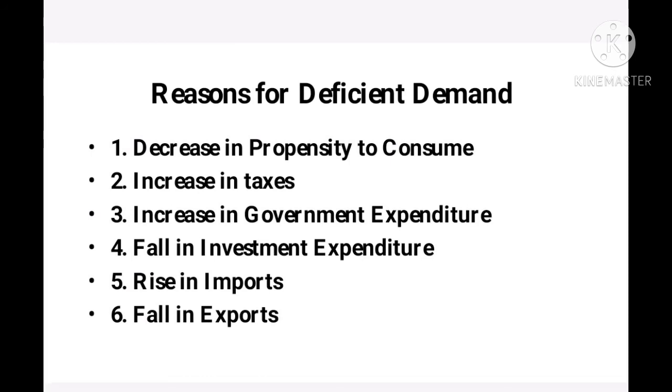Third, decrease in government expenditure. When the government gets less taxes from the public and doesn't have money to demand from the market, then demand will decrease. Fourth, fall in investment expenditure. Any reduction in investment implies a reduction in aggregate demand. When there is an increase in interest rates, businessmen will start investing less.